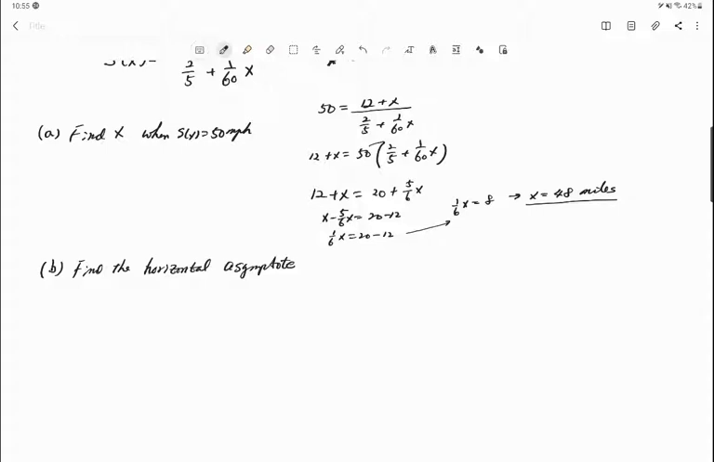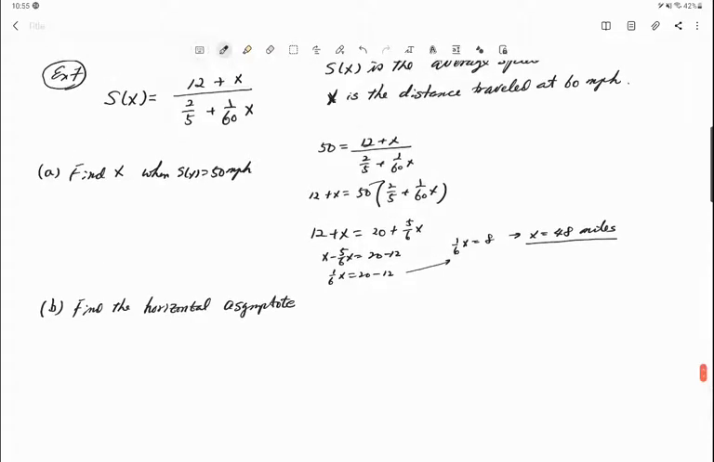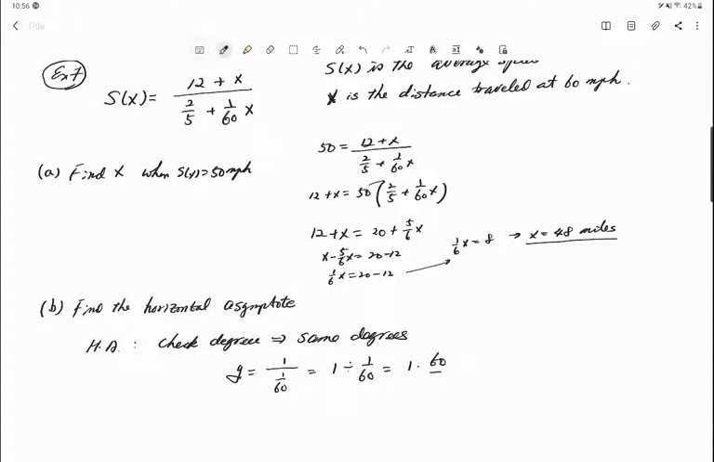And then find the horizontal asymptote. What are we looking for? We check the degrees. In this case, they are the same degrees. The horizontal asymptote is the ratio of the leading coefficients, 1 over 1 over 60. So that is 60. Why is it 60? You should know this one. This means 1 divided by 1 over 60, so 1 multiplied by 60 over 1. So that is 60.